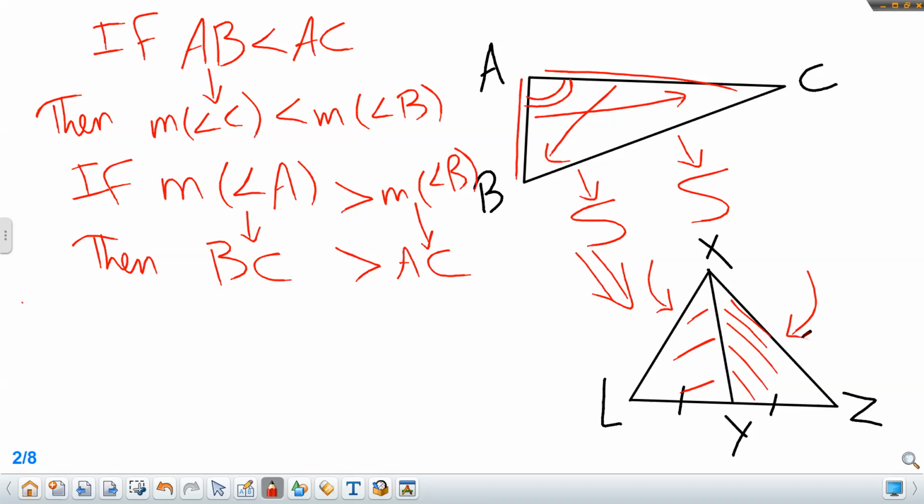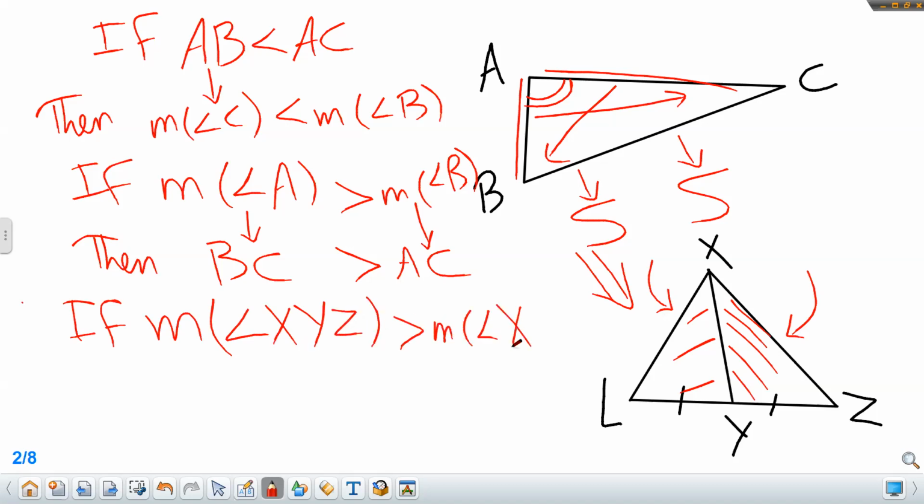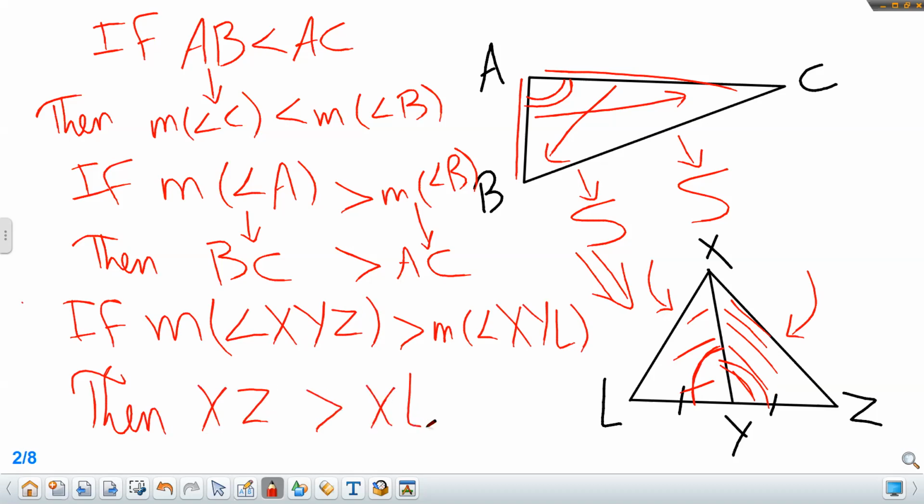Okay, then which is bigger, XL or XZ? Good. If we said measure angle XYZ bigger than measure angle XYL, this angle bigger than this angle, then we can say XZ bigger than XL. This is what you studied before. Okay, let's go to the exercises.